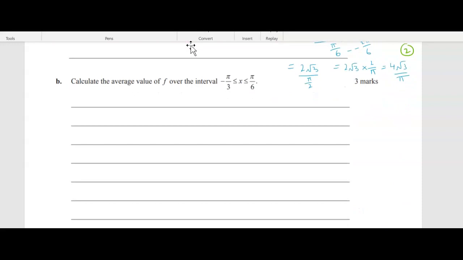All right, so part B, calculate the average value of f over the interval x greater than or equal to negative pi on 3 and less than pi on 6. All right, so with average value, we didn't really cover it in class, so it will be coming up in a video. But your average value is quite easy, but you can't get it mixed up with the average rate of change. Okay, so average value is different to average rate of change.